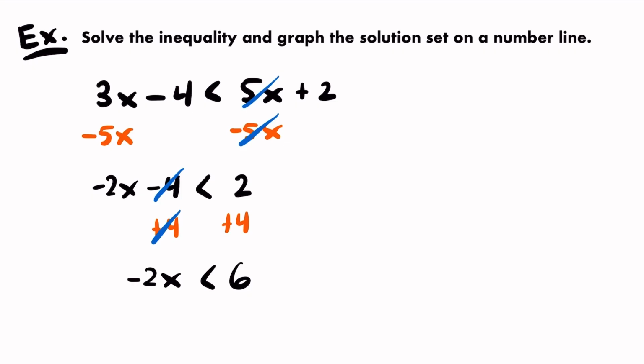All right, and now we're almost done. The last thing we need to do to isolate and solve for the variable x here is get rid of its coefficient of negative 2.